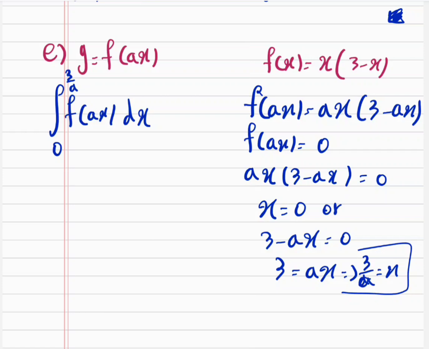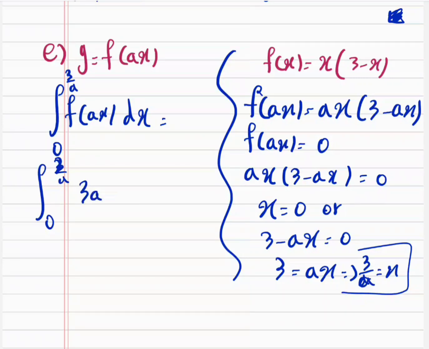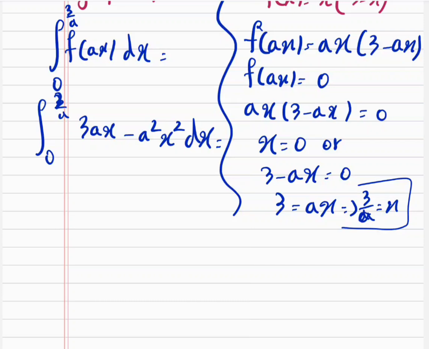At this point, we just need to write ax times (3 minus ax) instead of f(ax), but it's better to expand this. So we'll have this integral: inside, ax times 3 is 3ax, and ax times minus ax is just minus a squared x squared, dx. At this point, it's just a simple integration. Remember, a is just a constant, so the variable is x.